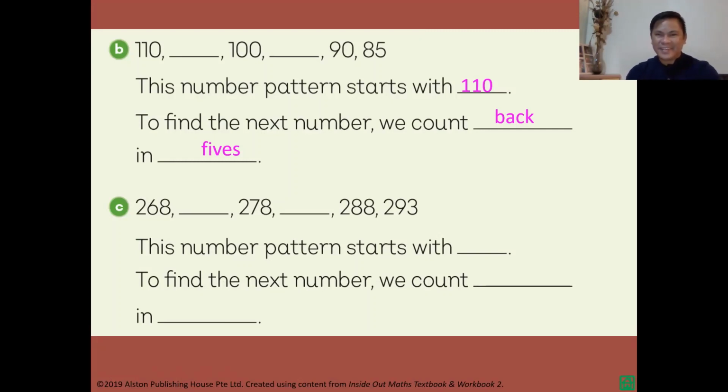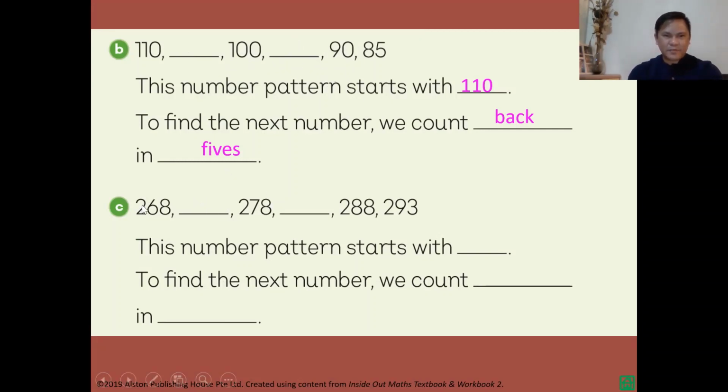Is it 100? Then 100, 99, 98, 97, 96, 90. Okay, so we count backward.